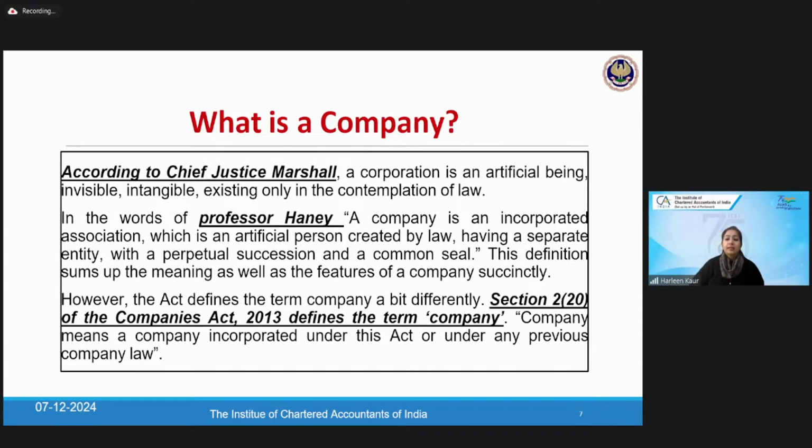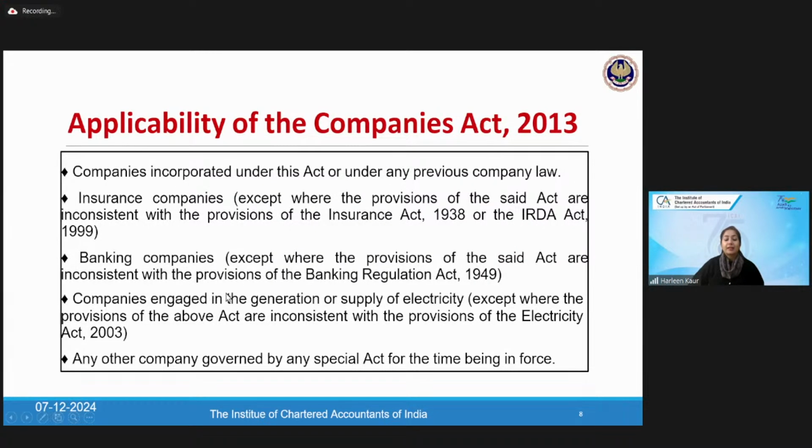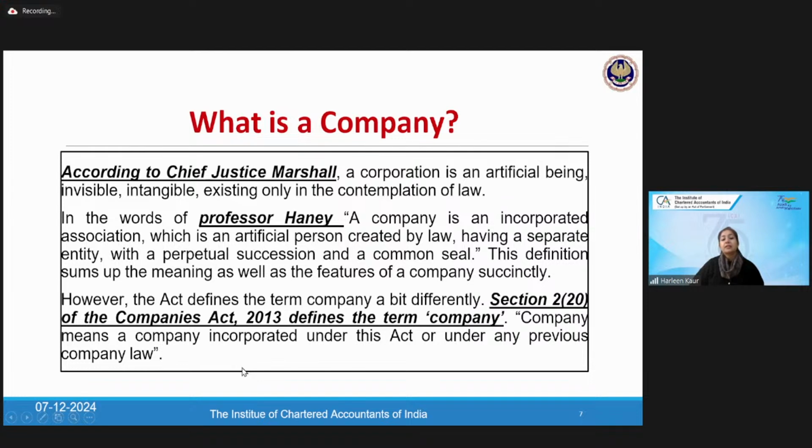So there is section 2, subsection 20 of the Companies Act that defines what is a company. It says it means any company incorporated under this act or under the previous company law. So what is the meaning of company? Any company which was formed in 2013, or under any other previous company law, meaning 1956, 1968, 1972, any act under which a company was formed, is accepted as a company. Something which is incorporated in India under this act is a company.